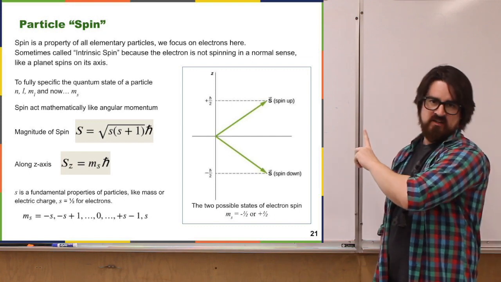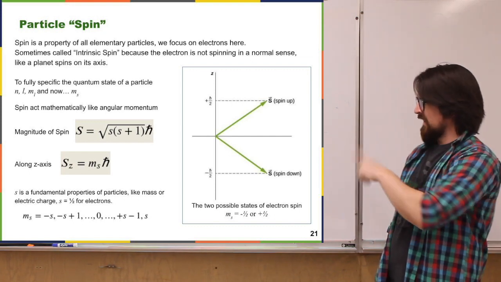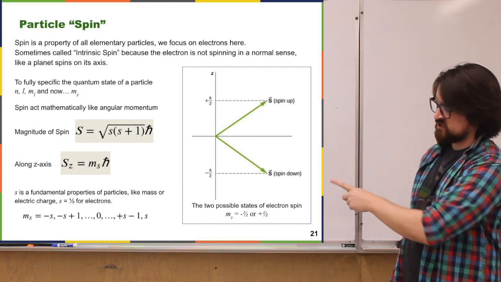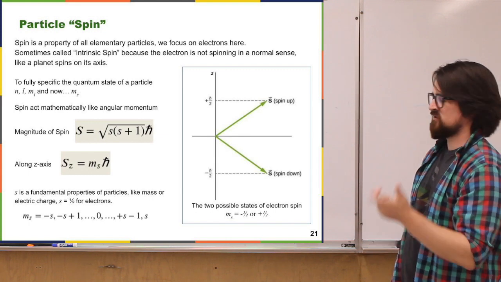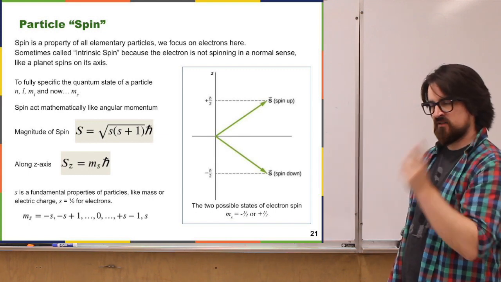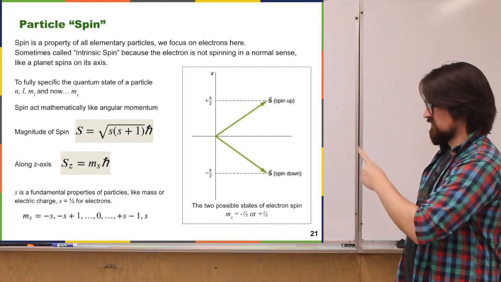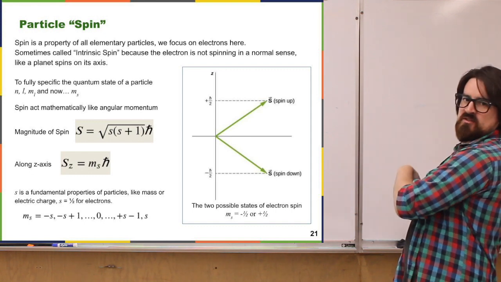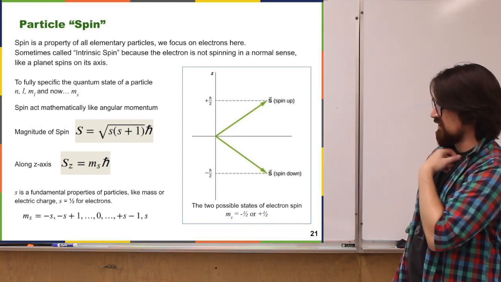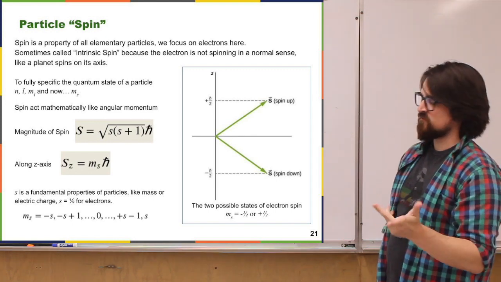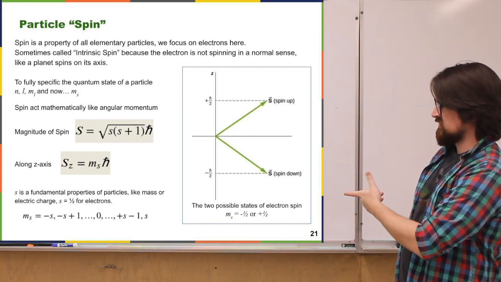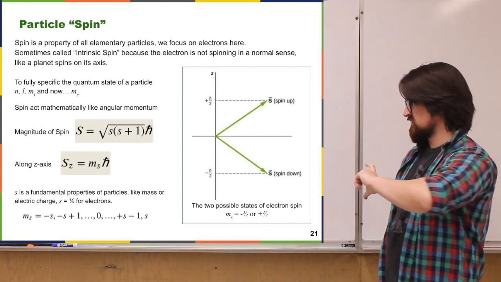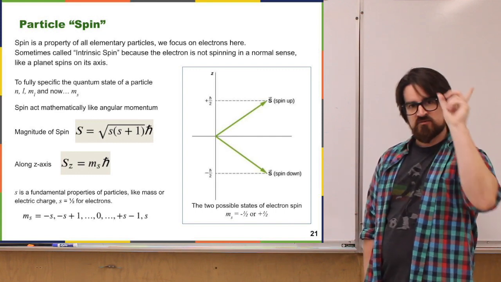So s, again, remember, is much like the little l, and m sub s is much like the other little m. So this m sub s can run from minus s all the way up to plus s, right? And in integer steps, so adding 1, minus s, and then minus s plus 1, all the way to 0, and then all the way up to s minus 1, and up to then s. So those are all the possible m sub s values. What that means for an electron then, when s is 1/2, is that its projection along the z-axis, m sub s, can either be plus 1/2 or minus 1/2.